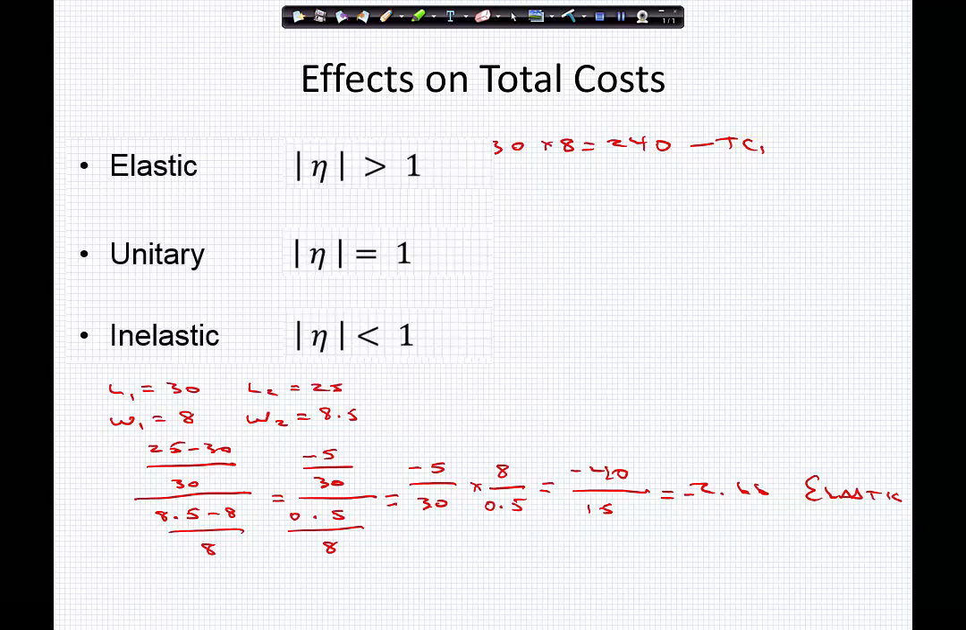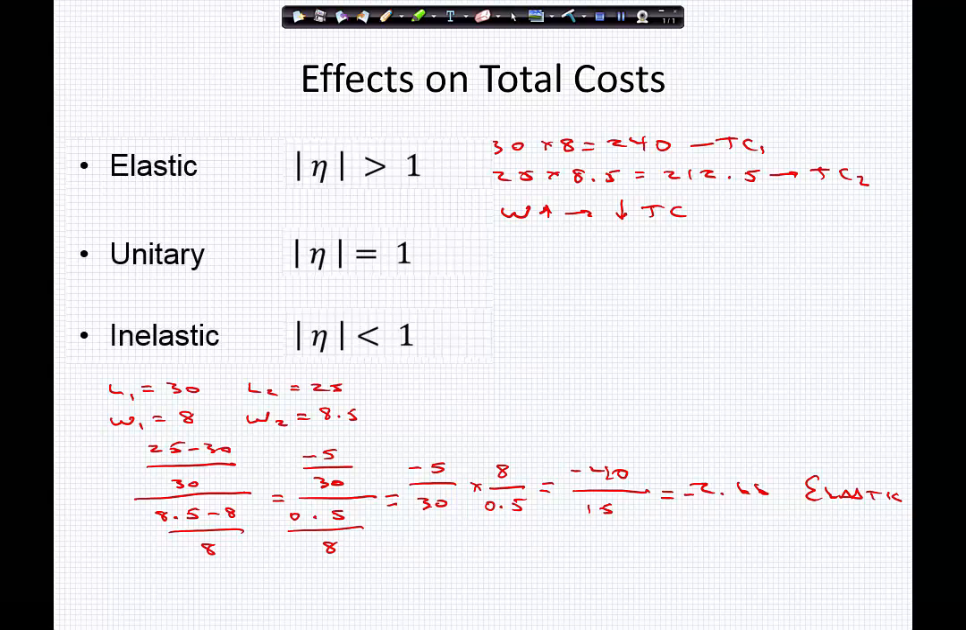And then we're going to compare that to some TC2, which will be 25 times 8.5, or 212.5, which we'll think of as TC2. So we see that as the wage rose, that led to some actual decrease in total cost. So when we think about an elastic good, an increase in the wage in a market will yield some decrease in total cost for labor in that market generally.